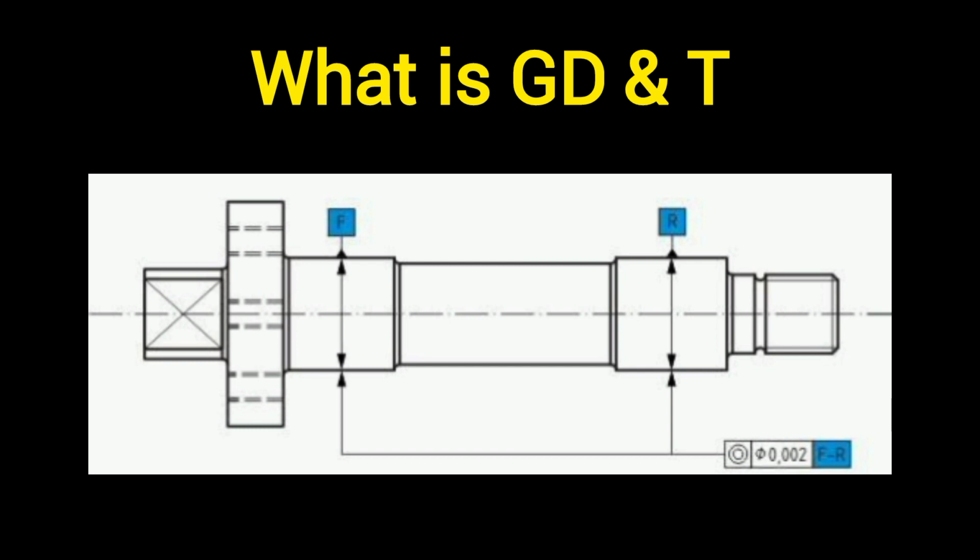So let's begin. In simple words, we can say that GD&T is used to define a geometry of mechanical part using symbols. It is an international language. So what is the meaning of GD&T? It's actually geometric dimensioning and tolerances.